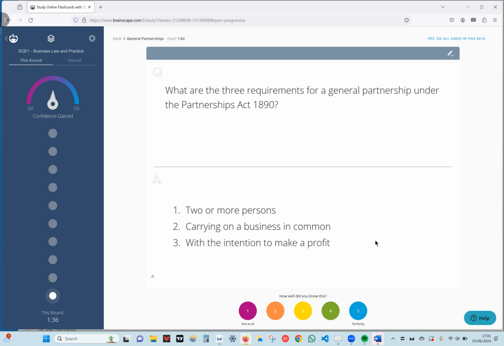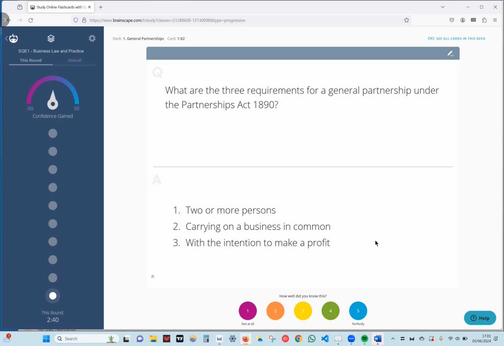2 or more persons, obviously the facts could include information about how many people are in the partnership. If it's just one, it cannot be a partnership. So you need to know that. Persons could be used to trip you up because, as we'll see in future cards, persons includes both individuals and corporates. So you could have a fact pattern that has a partnership on the facts between one individual and one corporation or limited company or limited partnership.